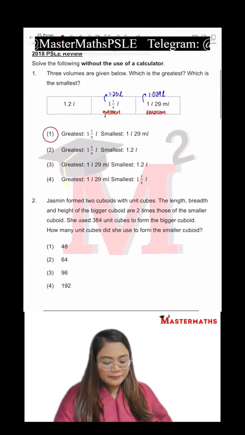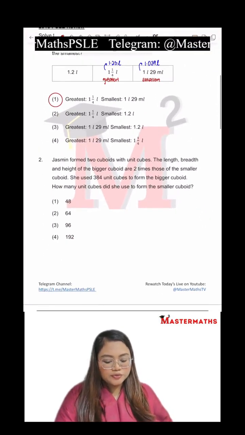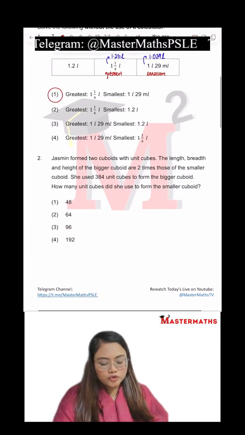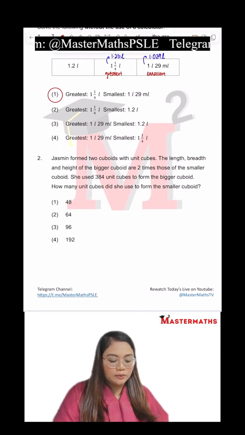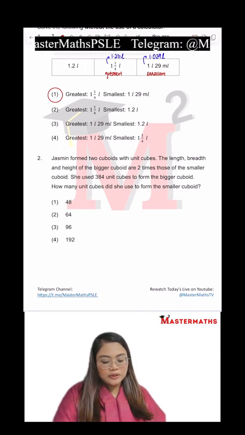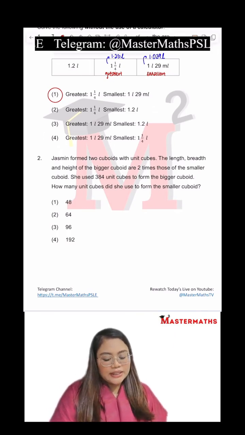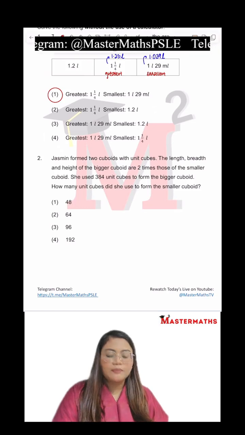Okay, question number 2. Question number 2, Jasmine formed 2 cuboids with unit cubes. So there are 2 cuboids. Length, breadth, and height of the bigger one are 2 times those of the smaller one. She used 384 unit cubes to form the bigger cuboid. How many unit cubes did she use to form the smaller cuboid?